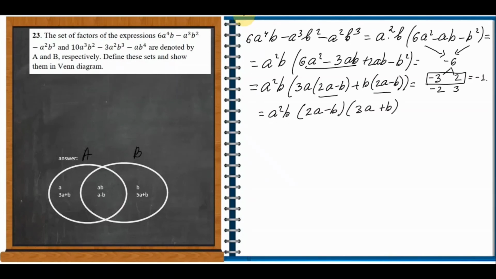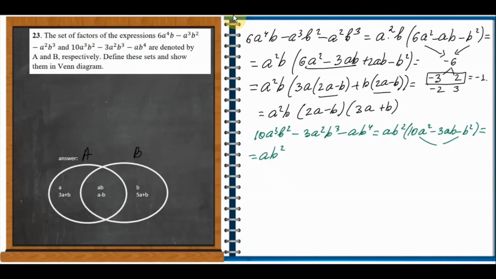Now the second expression is, let me change the color. This is 10a cubed b squared minus 3a squared b cubed minus ab to the power of 4. Guys, if you have understood it, just try it yourself and compare with my answer. It's going to be, we can take a b squared outside the bracket, and this is 10a squared minus 3ab minus b squared. Now ab squared, we don't touch it, and inside the bracket we have a trinomial.